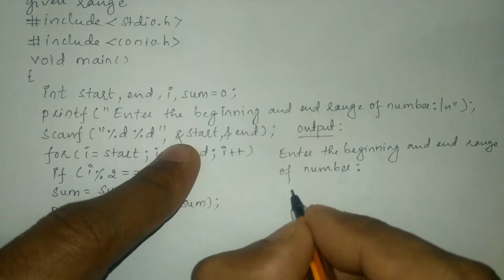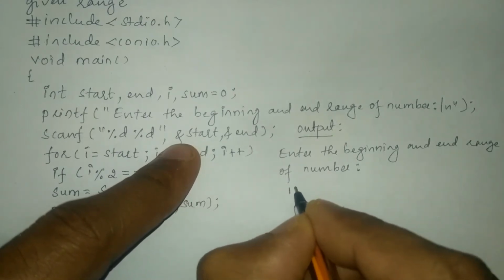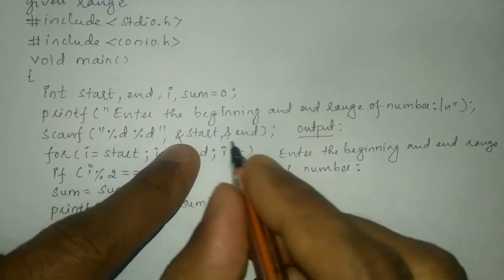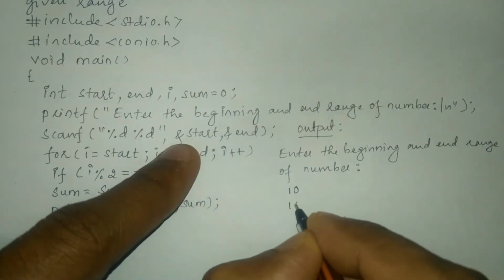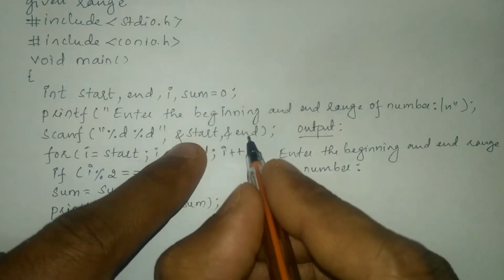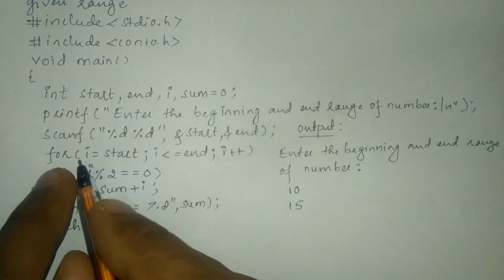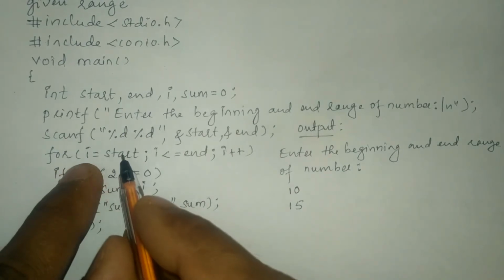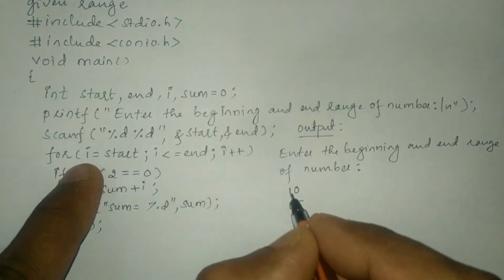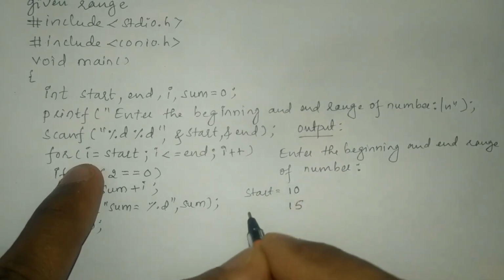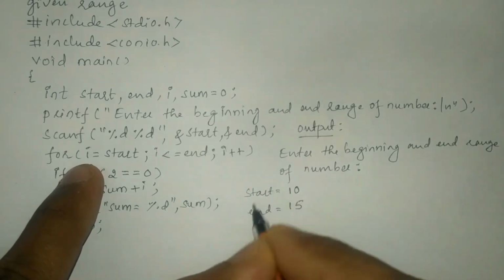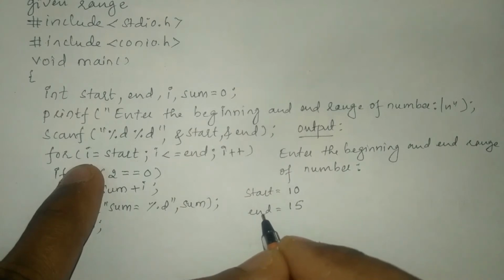For example, I'm going to write 10, that saves in the variable called start, and the next number that I'm going to write is 15, so that is stored in the variable called end. Now let us look at the looping structure, for i = start. So here 10 represents start, so that is stored in start, and 15 is stored in the end variable.